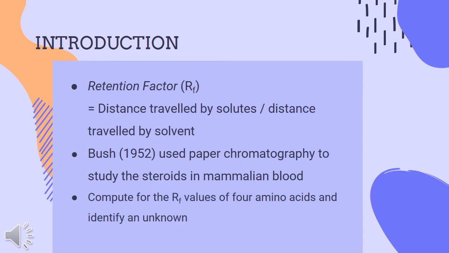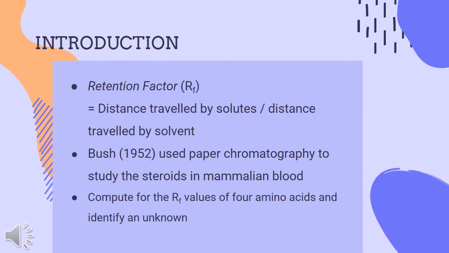Once the position of an amino acid is visible on the solvent front, we can now compute for its retention factor. To get this, we first measure the distance traveled by the solvent and the specific solute from the baseline. We divide the distance traveled by the solute over the solvent, and there we have our RF value for that solute. Once we have the different RF values, we can now identify an unknown compound by comparing its RF value with those of the known ones.